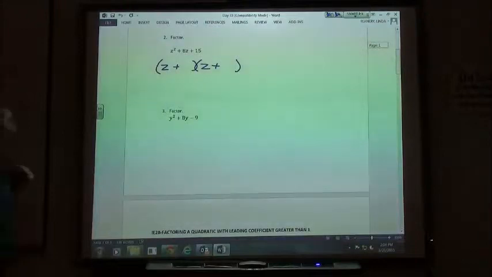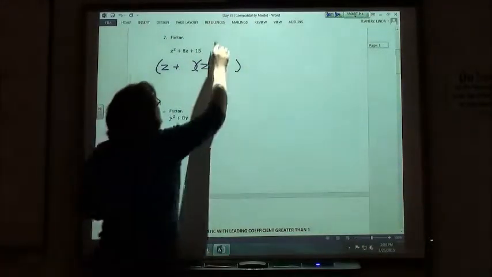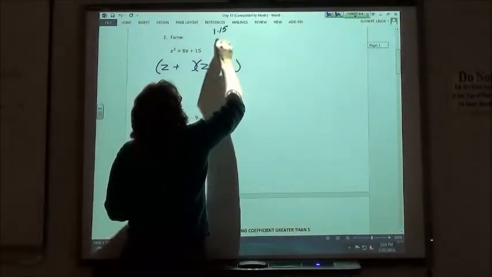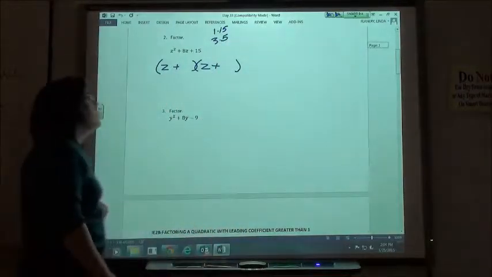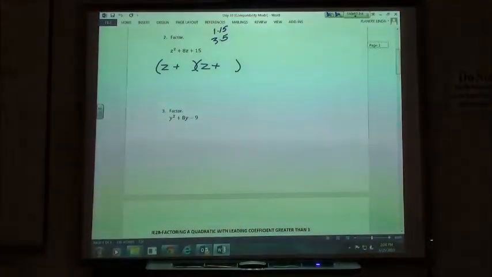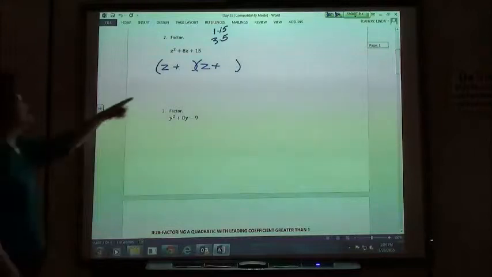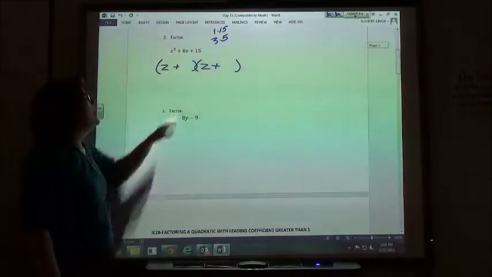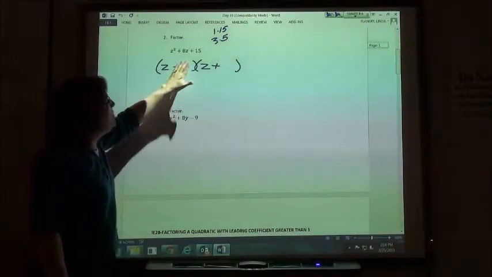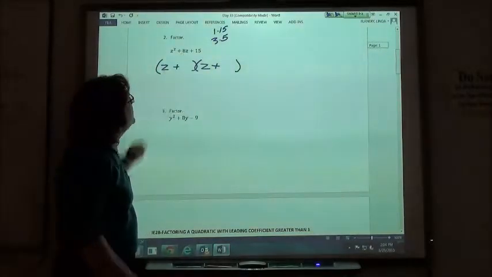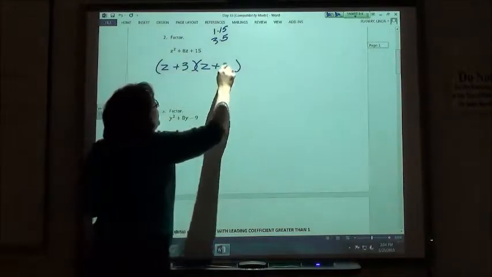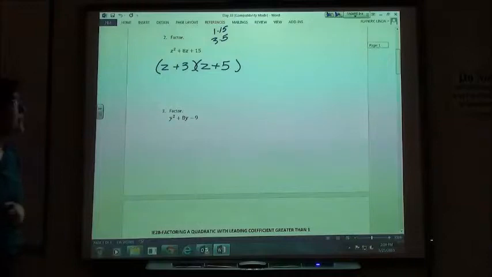Then I'm going to factor my n number. My n number is 15. 1 times 15 or 3 times 5 is the only pair I'm going to have in order to get 15. I want the pair that's going to give me an 8 in the middle. So I look here, I'm going to add my 2 things together. Which pair adds up to 8? Well, the 3 and the 5 would add up to 8.